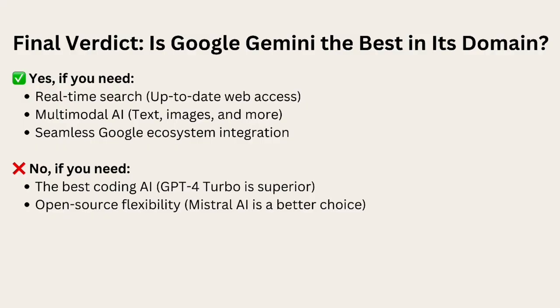On a final thought, Google Gemini is powerful, but the best AI depends on what you really need. If your focus is Google-powered workflows and multimodal capabilities, it's the best pick. But for coding, open source, or even long-term AI memory, other models have the edge. At the end of the day, the best AI is the one that fits you.